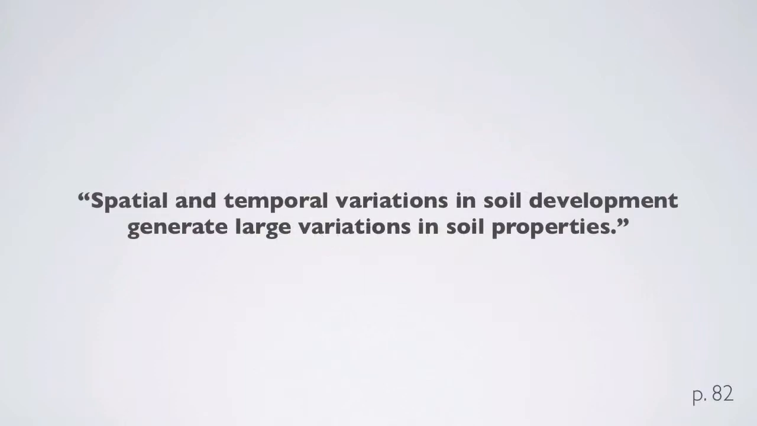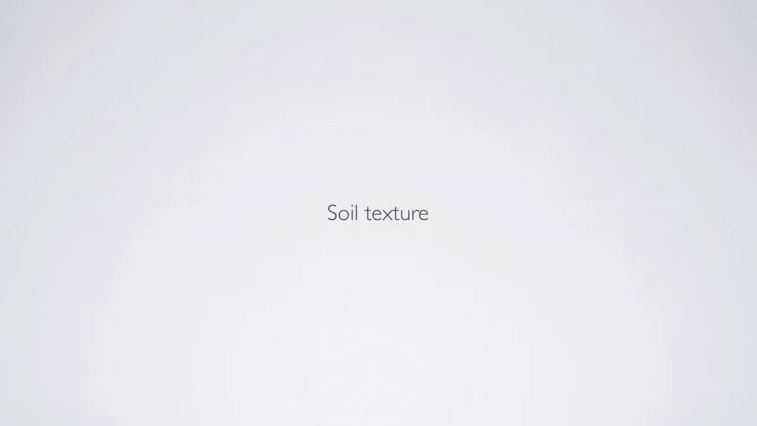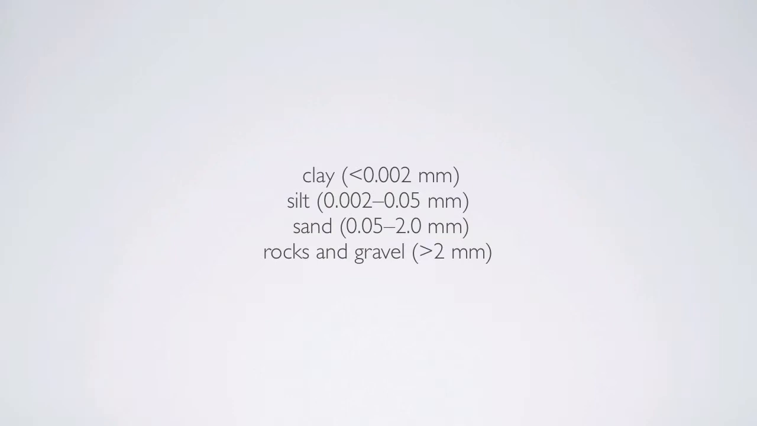Now the authors state that spatial and temporal variations in soil development generate large variation in soil properties. One of the most important soil properties is going to be soil texture. When we begin to quantify differences among soils, one of the things that we look at is soil texture. Soil texture is a classification of soils based on the distribution of particle sizes.